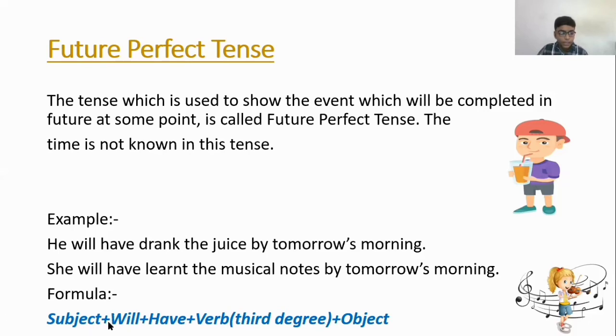The formula here is subject plus will plus have plus the third form of the verb plus object. Here you can see the example: subject he or she, will and have plus verb, in the third form. The third form is the past participle. So drink will not be drank but drunk. Second is learned. And here, tomorrow's morning is the object. I hope this is clear to you. Now next, future perfect continuous.